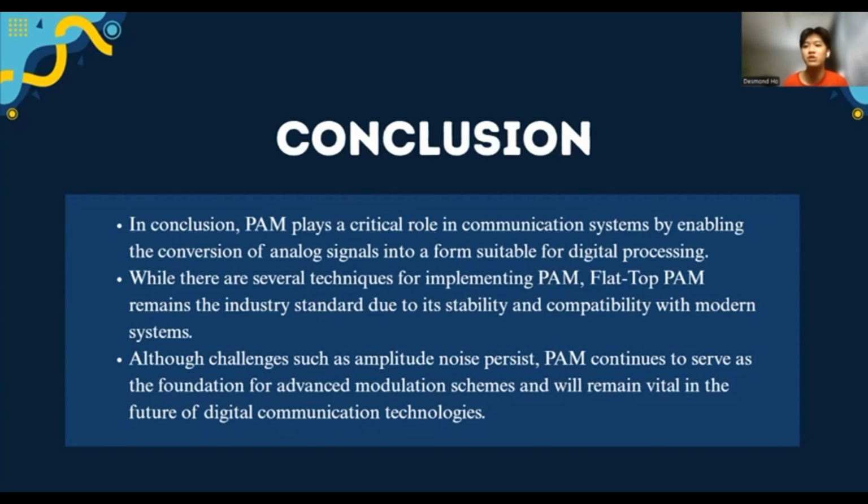into a form suitable for digital processing. While there are several techniques for implementing PAM, flat-top PAM remains the industry standard due to its stability and compatibility with modern systems. Although challenges such as amplitude noise persist, PAM continues to serve as the foundation of advanced modulation schemes and will remain relevant in the future of digital communication technology.